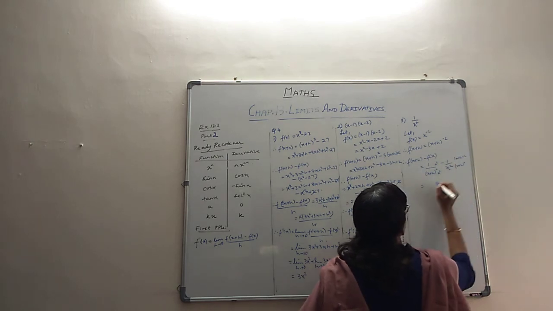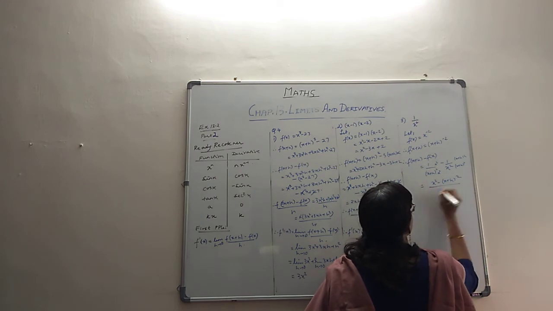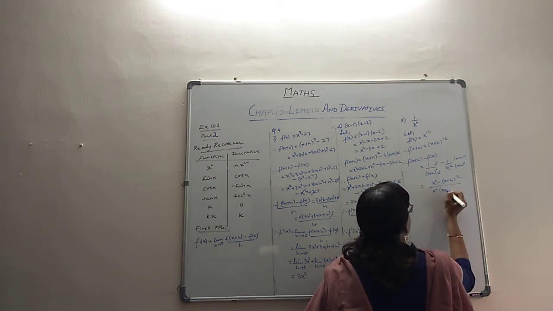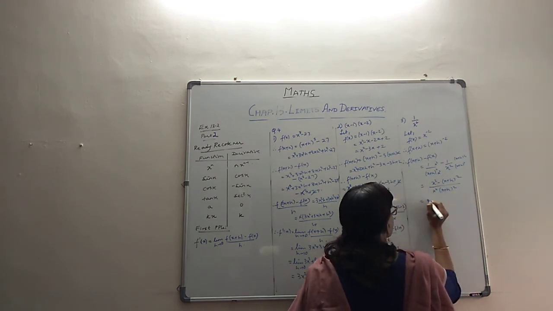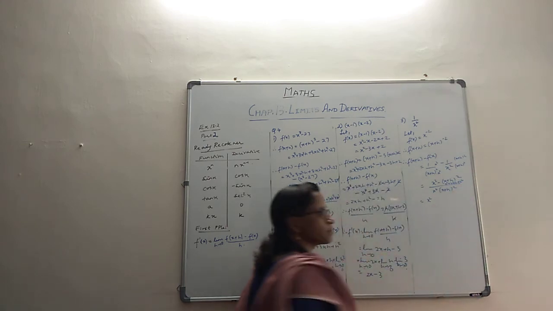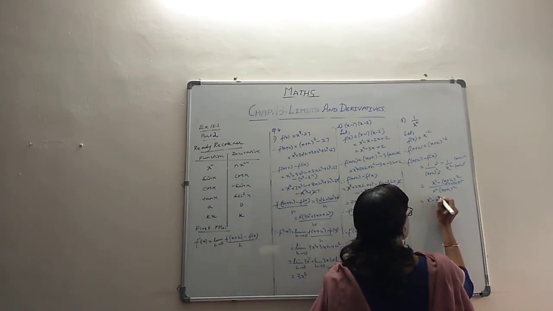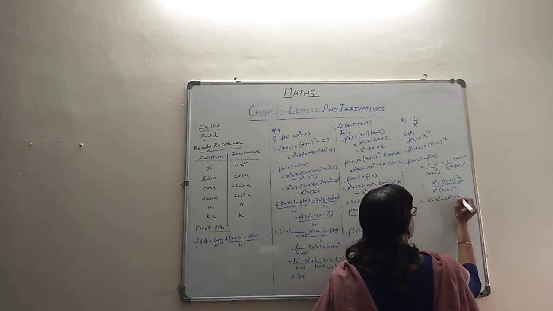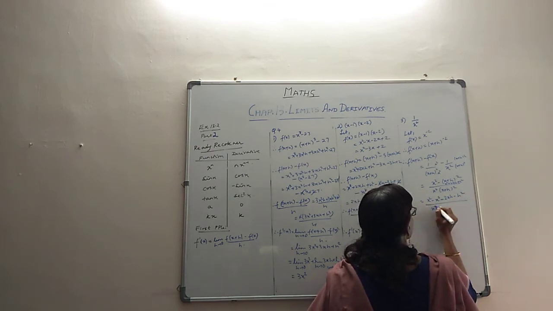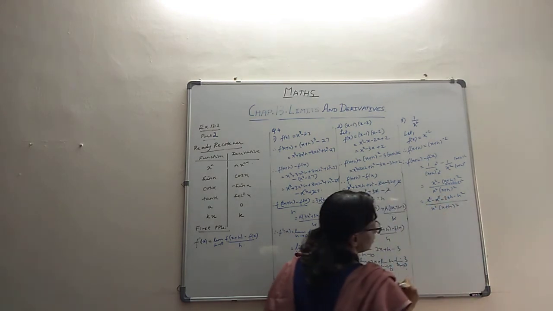So what will come? x squared minus (x plus h) the whole squared, by x squared into (x plus h) the whole squared. Let's see what works out. This is x squared plus 2xh plus h squared. We know the expansion, right? And when we apply the sign, it will be minus x squared minus 2xh minus h squared, by x squared times (x plus h) the whole squared. Gone. Right.